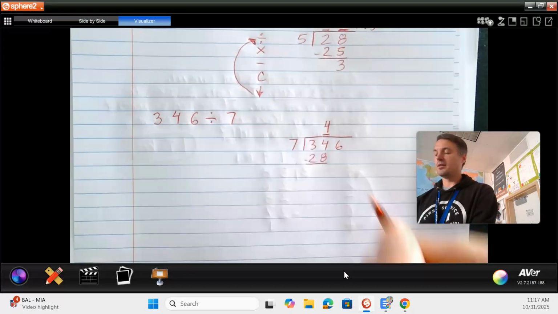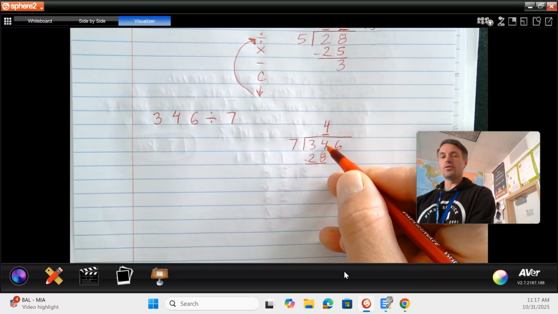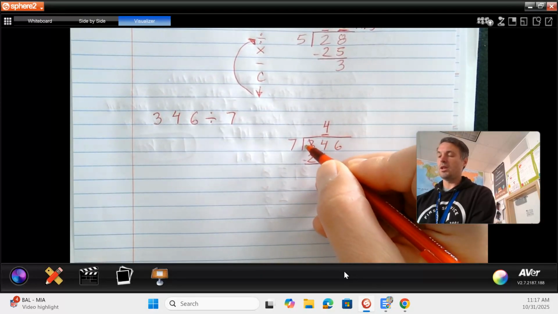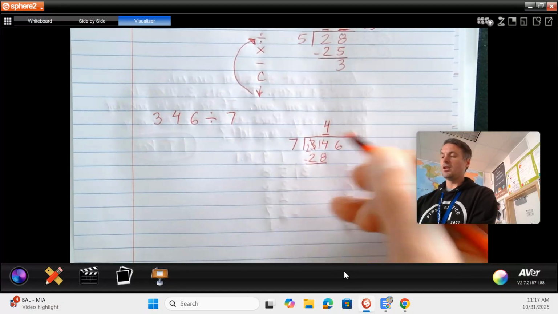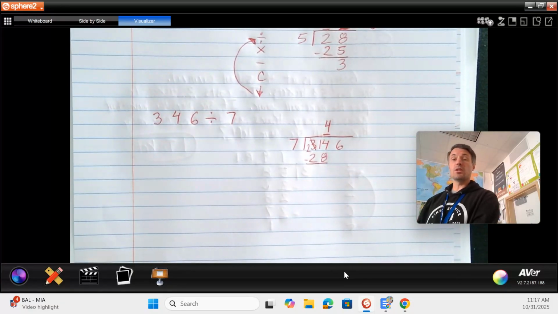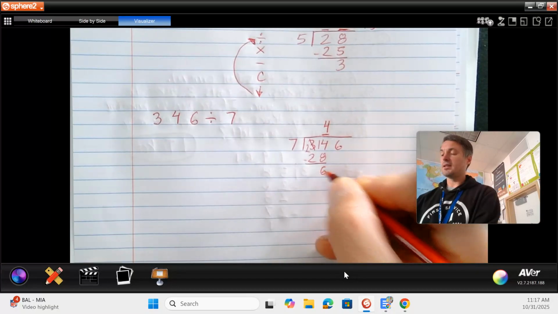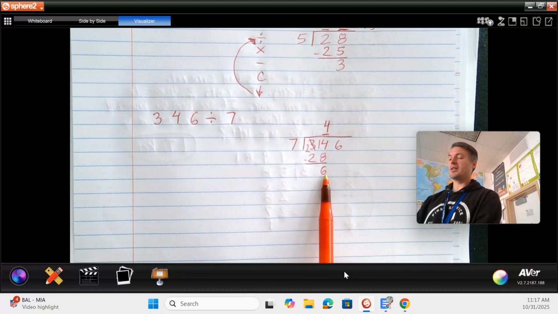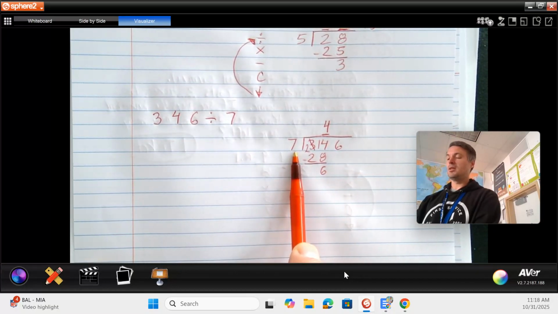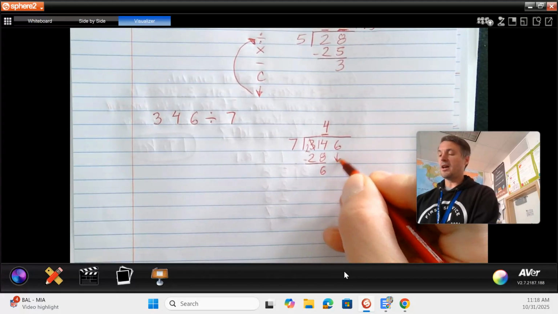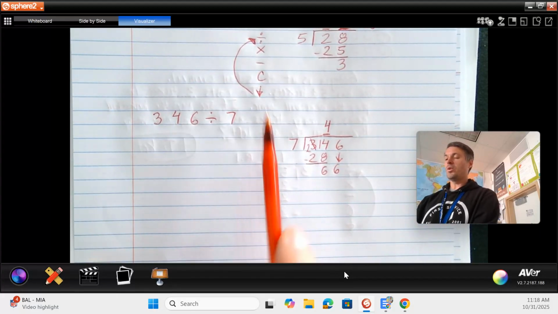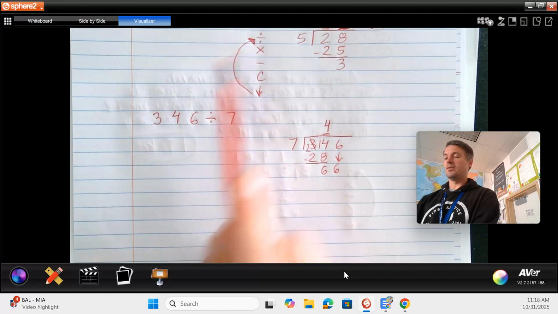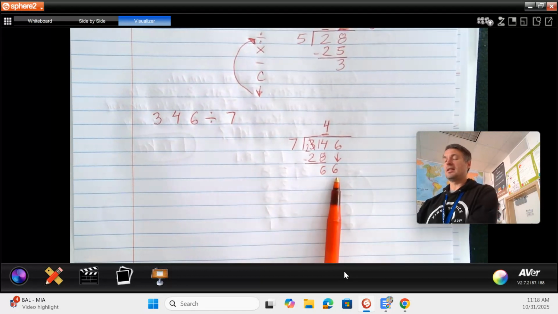We subtract. We can't take 8 from 4, so we borrow from the 3, we make it a 2, making the 4 a 14. What's 14 minus 8? That's 6. Now, is 6 smaller than 7? Yes. So now we bring down. After we bring down, we go back to divide. But now we're dividing 7 into 66.